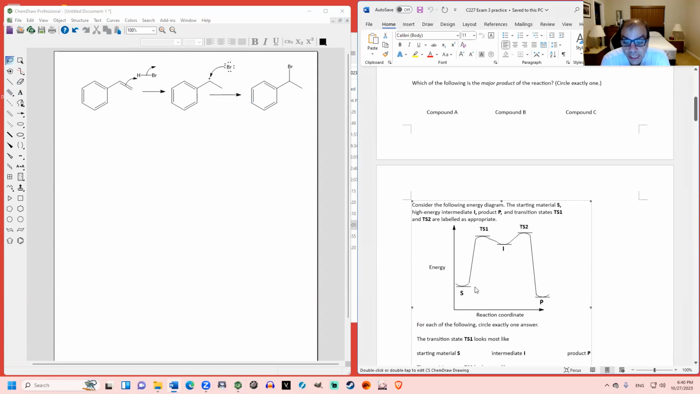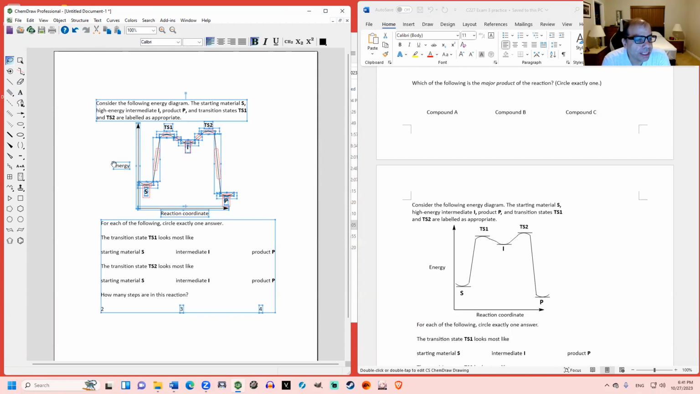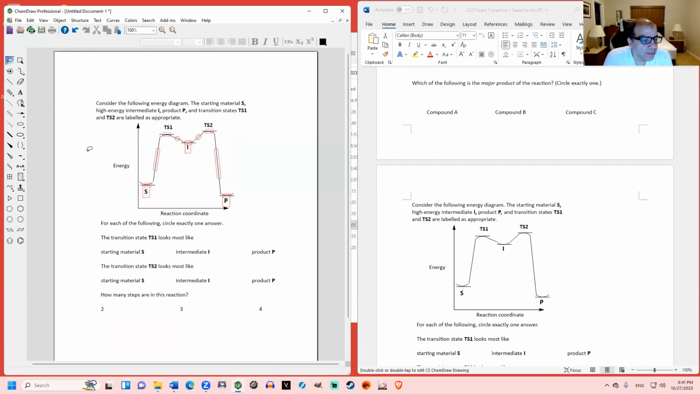Next, we have an energy diagram question. This comes from today's material in chapter 7 on the Hammond postulate, and also previous knowledge about energy diagrams. So first of all, it's asking about the transition state TS1. And it's asking what species that looks the most like.